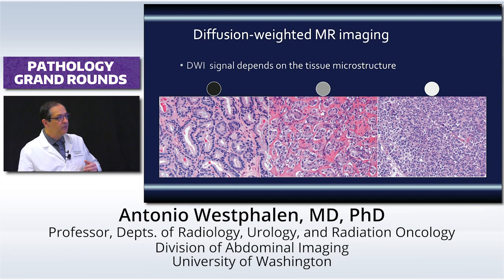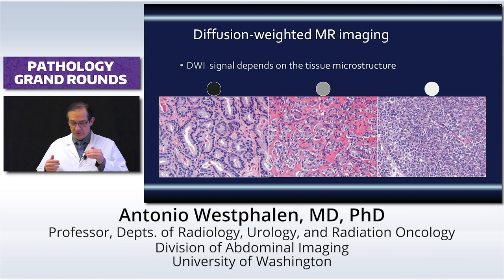So here we have three images of different specimens, and it goes from the more normal to the very abnormal pattern. And on the top, we have those little circles. And what we're trying to get with diffusion is to get those different signals.